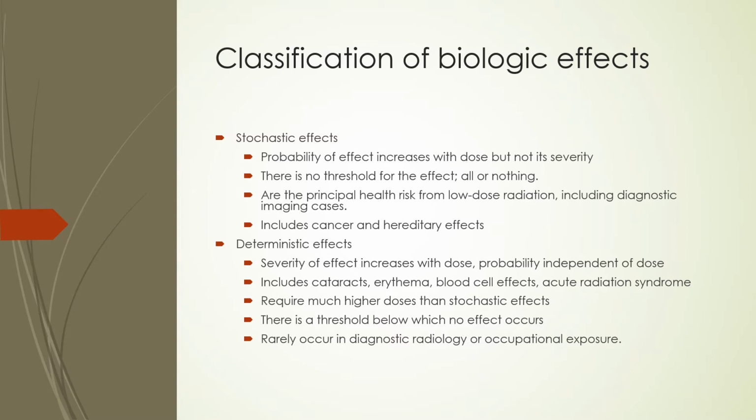The dose threshold value is different for different effects, and also because of a wide individual variability in response to radiation, each threshold dose value is just an approximation of the dose that would likely cause a specified effect. Deterministic effects include cataracts, erythema, blood cell effects, and acute radiation syndrome.